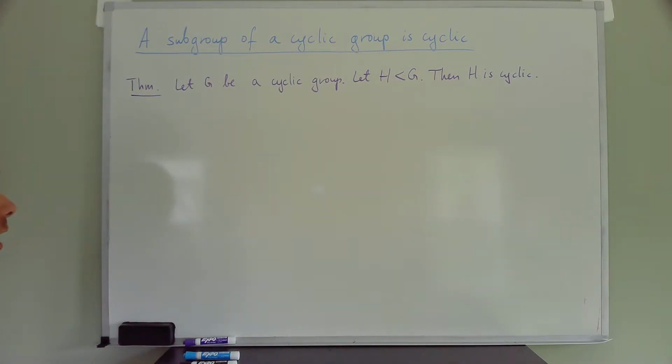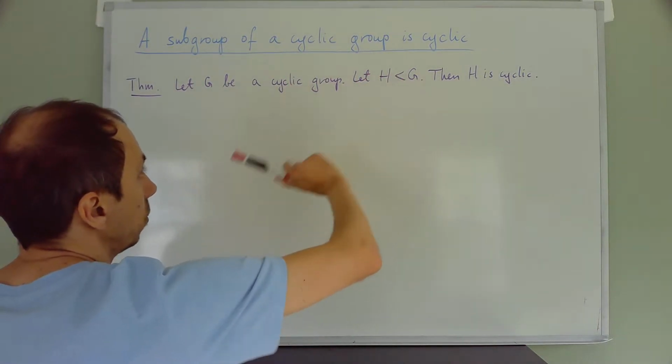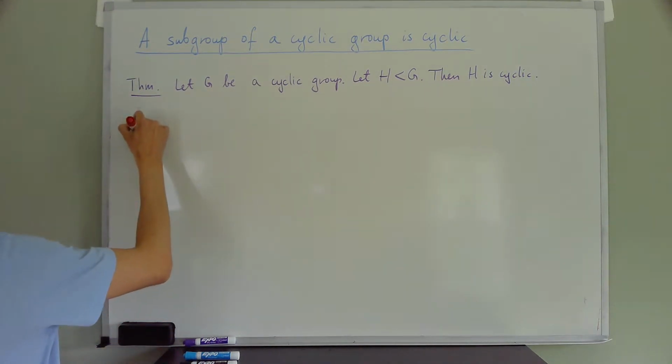So, here's our theorem. Let G be a cyclic group and let H be a subgroup of G. Then H is cyclic. So in other words, any subgroup of a cyclic group is cyclic. So let's prove this.